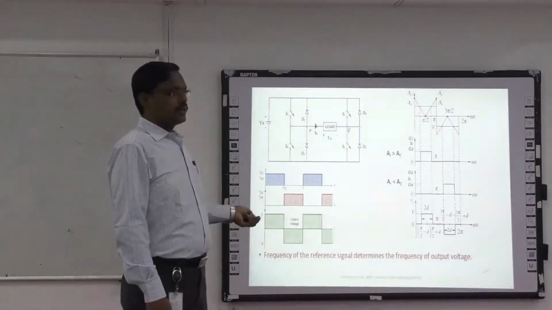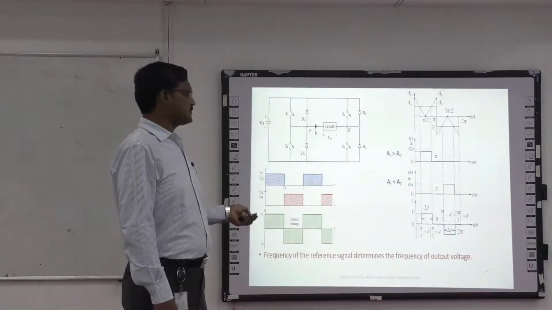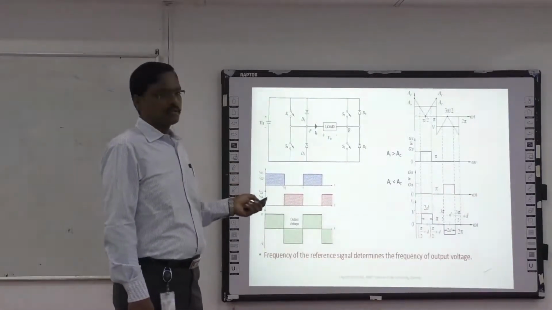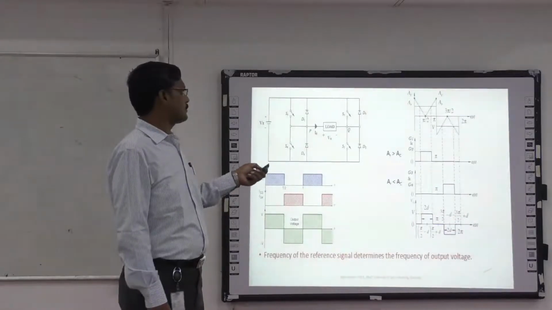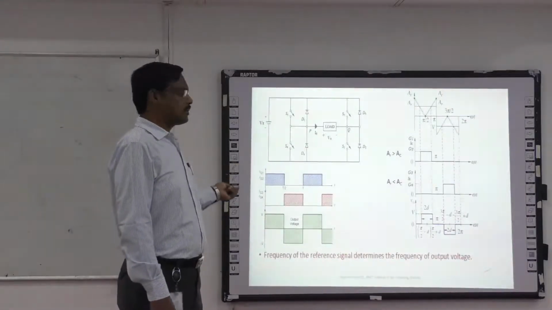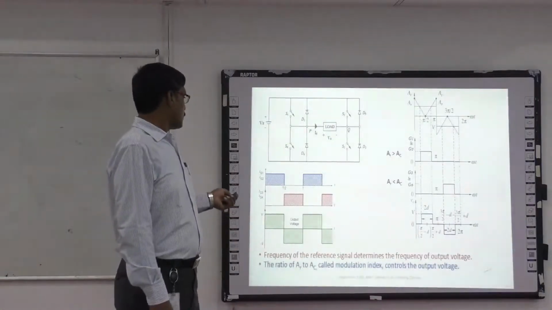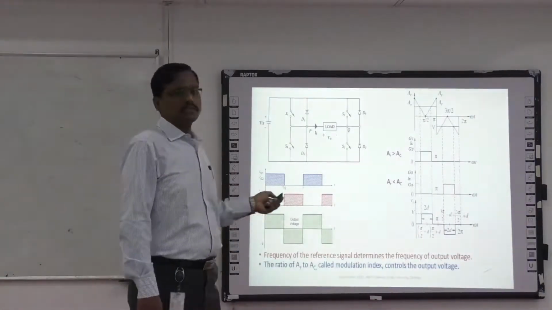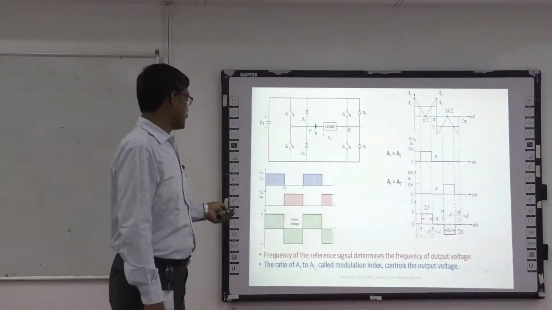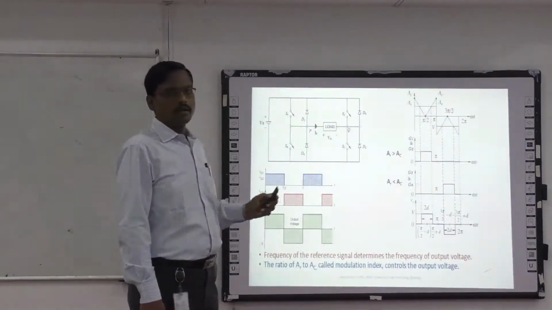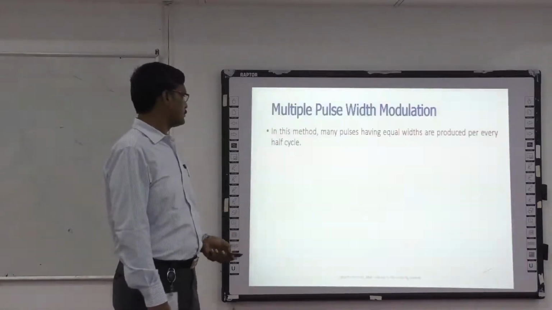In this, the frequency of the reference signal determines the frequency of the output. That means if you change the frequency of the reference signal, it will control the frequency of the output. And the magnitude depends upon the modulation index. Modulation index is nothing but the ratio between the amplitude of the reference waveform and the amplitude of the carrier waveform.